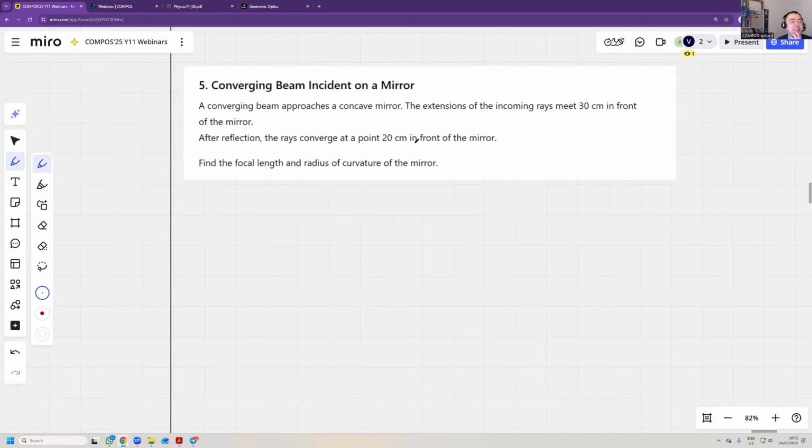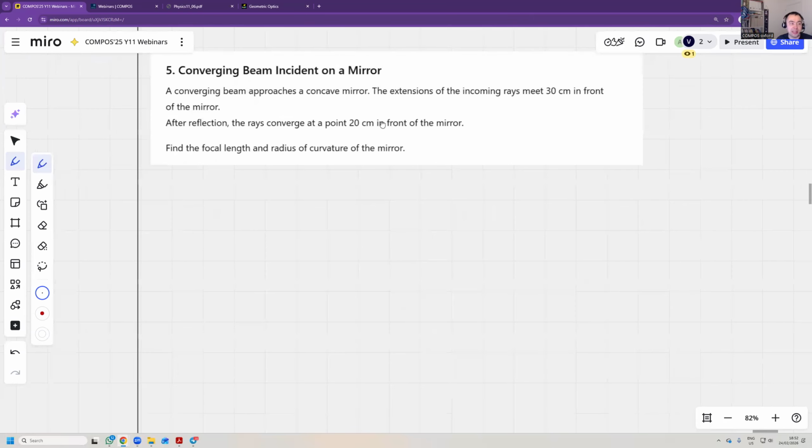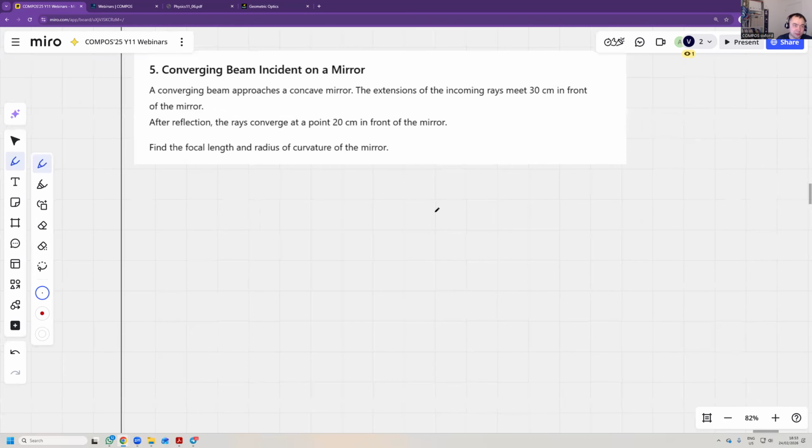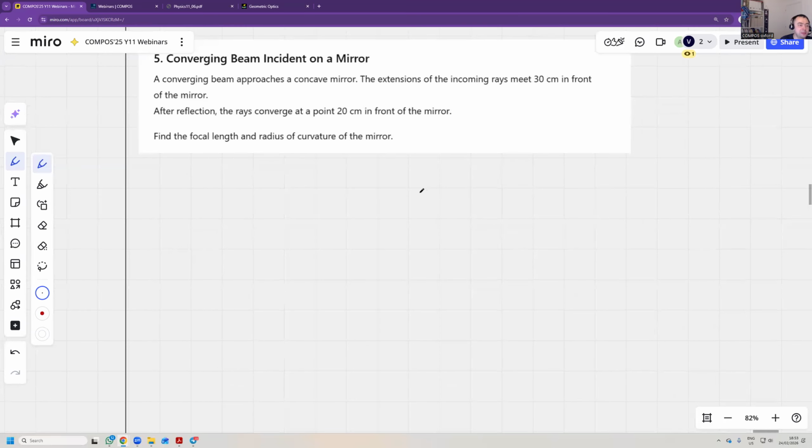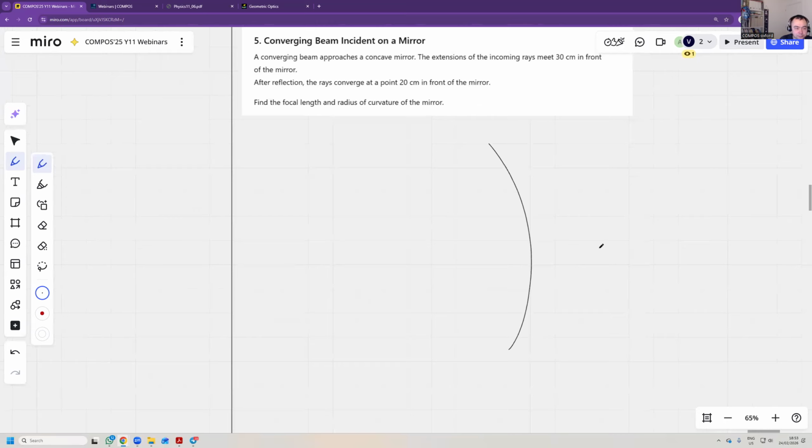Converging beam incident on a mirror. The converging beam approaches a concave mirror. The extensions of the incoming rays meet 30 centimeters in front of the mirror. After reflection, the rays converge at a point 20 centimeters in front of the mirror. What does that even mean? Like, what are we talking about? So a converging beam approaches a mirror. All right, so it doesn't specify whether it's parallel or not. So we're just going to assume it's a converging beam.